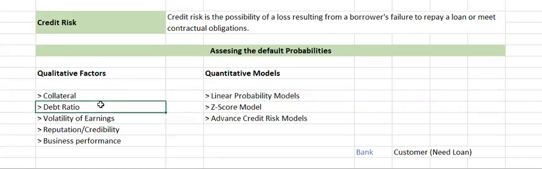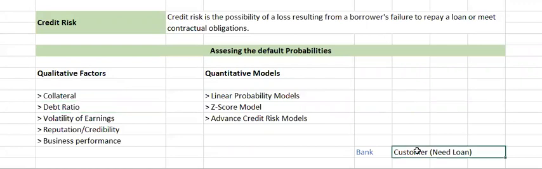Second is the debt ratio. I'll see whether this customer has already taken a loan from any other bank or our bank, or in other words, how much is the debt ratio of this customer. If this customer is a company, I'll see the debt ratio of this company. If the debt ratio is higher, then there will be a probability that in future this company will not be able to pay their loan plus interest payments.